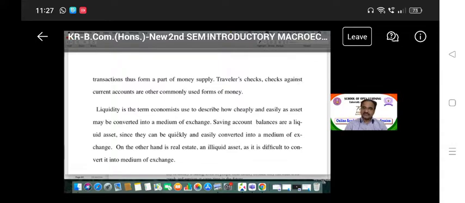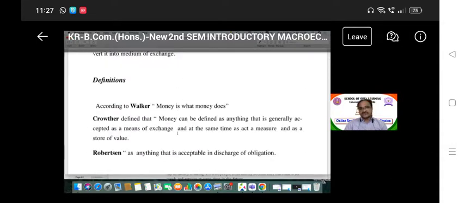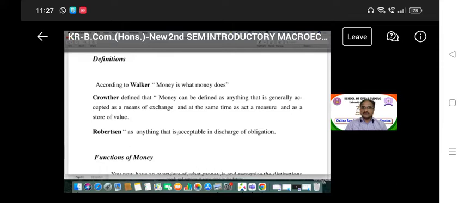Now, what are the definitions according to different authors? Some authors have defined what money is. According to Walker, money is what money does. That means whatever is useful as money, you can call money. Useful means you can use it to transact, to exchange one good for another. That is money: what money does.